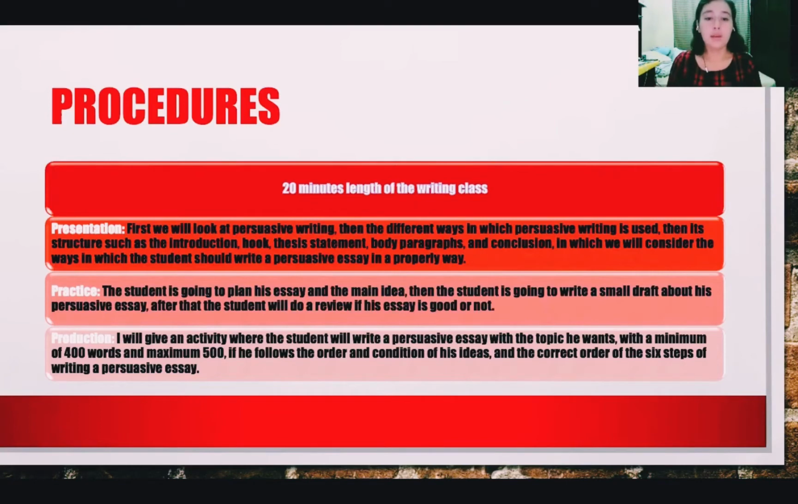I will give an activity where the student will write a persuasive essay on the topic he wants, with a minimum of 400 words and a maximum of 500 words. If he follows the order and condition of his ideas and the order of the 6 steps of writing a persuasive essay, then everything is going to be okay.